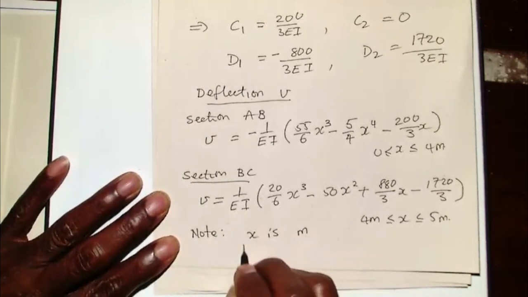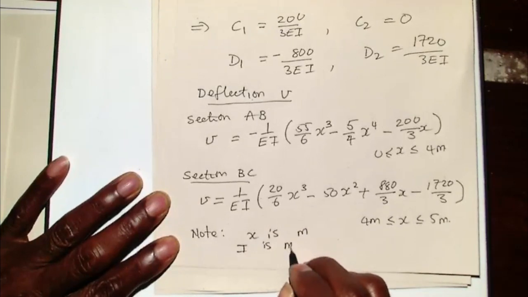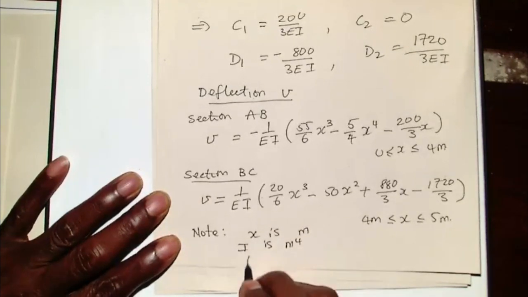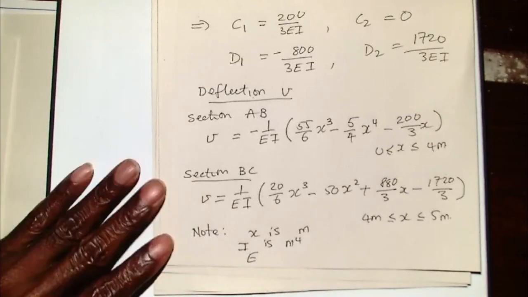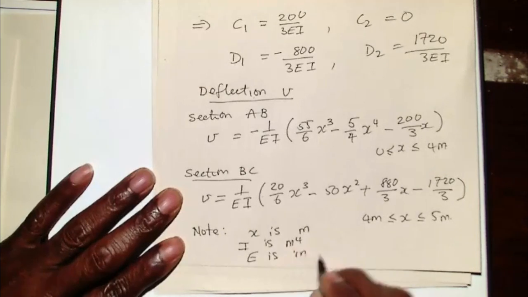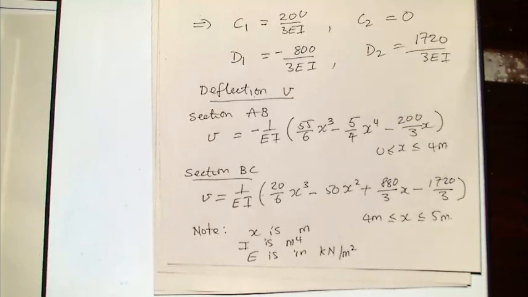That's what we've chosen. Our I is in meter 4, and modulus, because we chose our load in kilonewton, the modulus in this case is in kilonewton per meter squared as well. Now I want to put in some numbers, which are the numbers we are given. We know E, we are given that. We know I, we are given that. And we want to find the magnitude of the deflection where load P is applied.